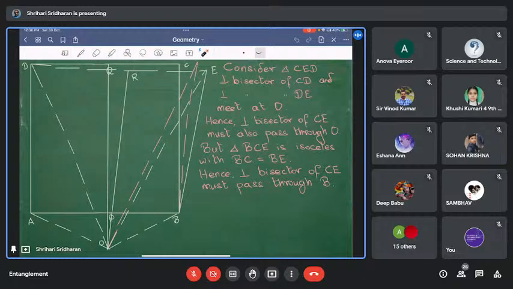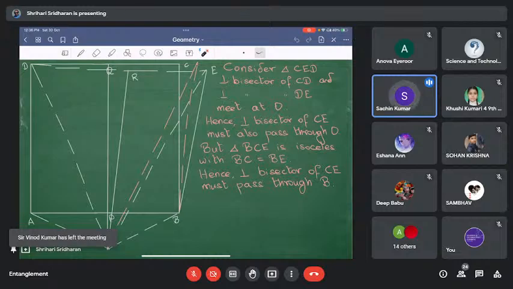Now, this is one line that is the perpendicular bisector of CE. This is another line that is the perpendicular bisector of CE. And we are telling both these lines are one and the same.